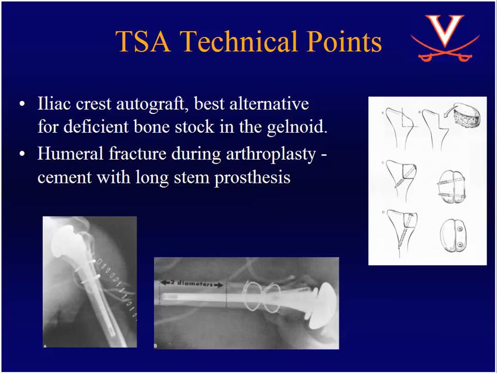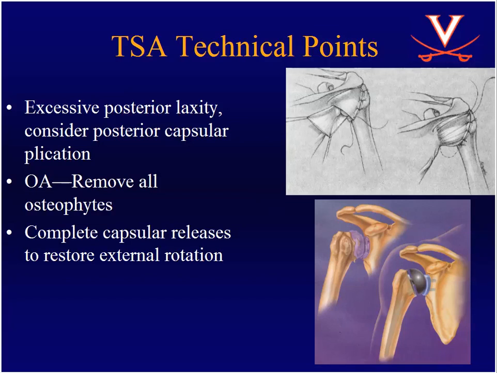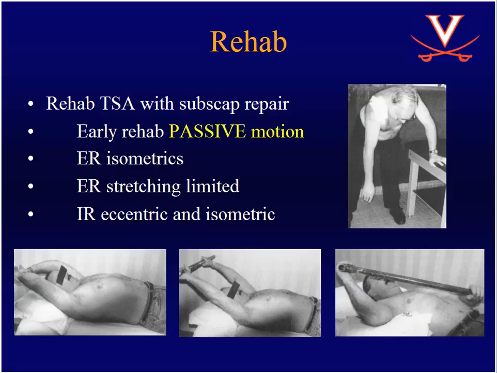If you fracture during your procedure, you need to take it out and put a longer stem in and then cerclage the fracture. Just like anything else, you go two diameters beyond the fracture with your new stem. If you have excessive posterior laxity, you may have to do a posterior capsular plication as part of your procedure. Remove the osteophytes, do your releases, restore your rotation. Rehab, again, passive motion, just like with the other shoulder procedures, and then progress to isometrics and rotation.